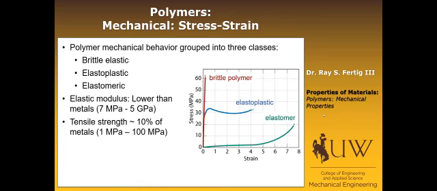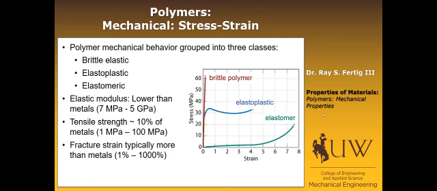Okay, similarly, the tensile strength is only maybe about 10% of what we'd see in metals, and that might range somewhere from 1 MPa up to 100 MPa. The property that's significantly more than metals is the fracture strain, or the strain to failure, and it's going to range from maybe 1% all the way up to 1,000%. So those are the differences between polymers and metals in terms of properties.